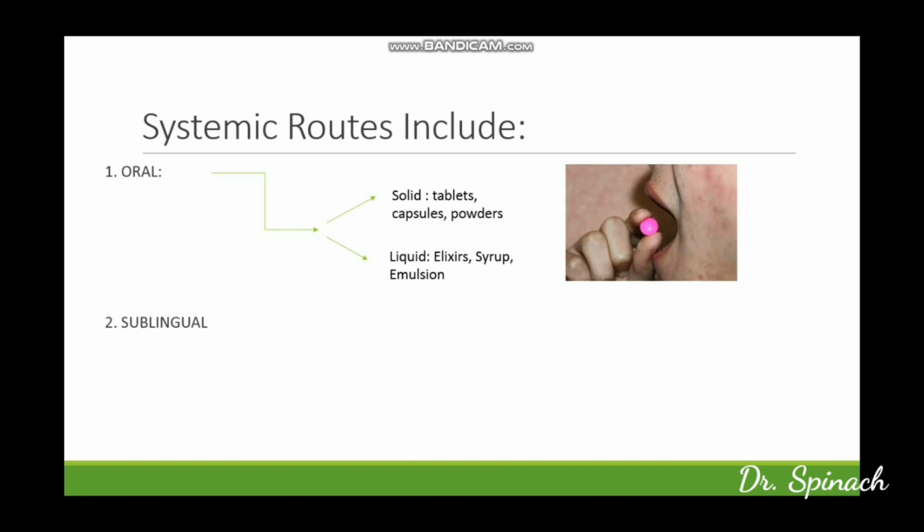Next systemic route is sublingual or buccal route. As the name suggests, in this case, the drug is placed under the tongue or crushed in the mouth and spread over the buccal mucosa.